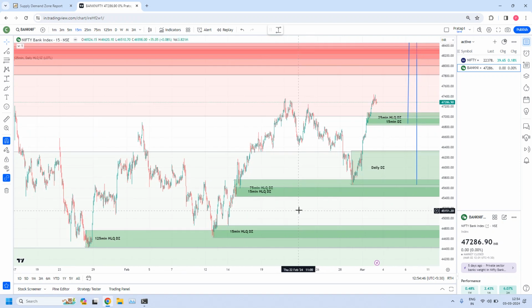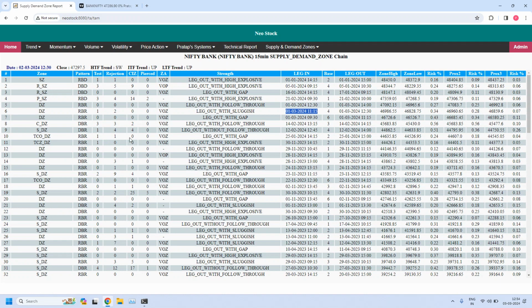Okay. So this is about 15 minutes demand zone area. But what about supply? The high liquidity supply. This is a pierced zone, we don't care. And this is the resistance supply zone. We have two high liquidity zones there. And what are their price levels? 48049, 48220. So let us draw these zones.